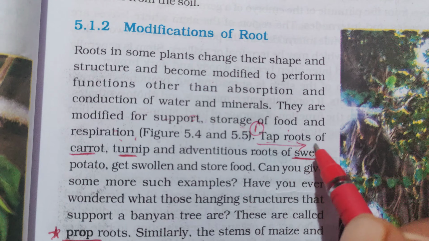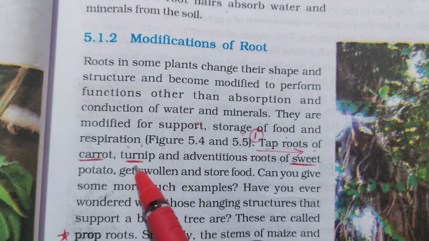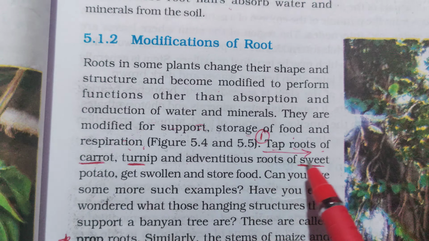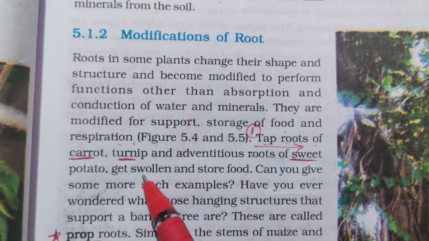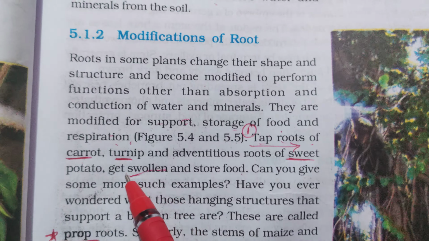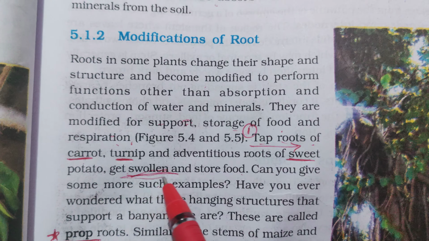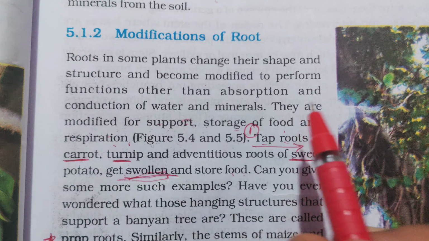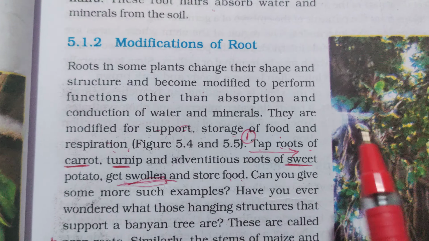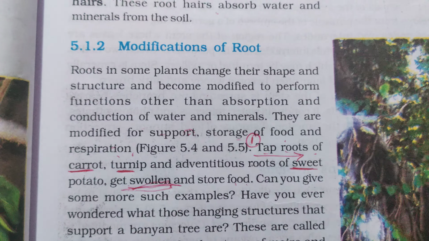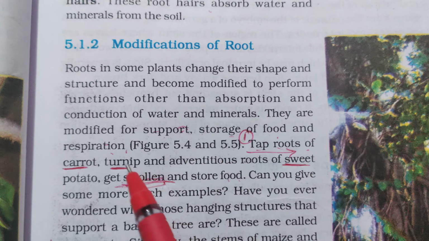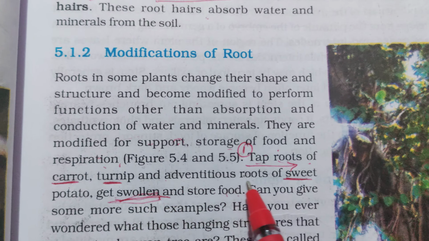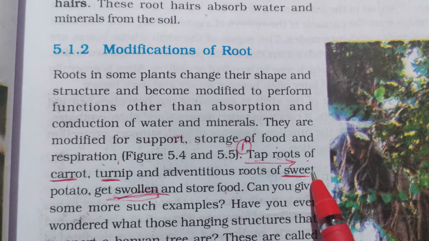Here the tap roots of carrot, turnip and adventitious roots of sweet potato get swollen. Here the word swollen means bulged part, and they store the food. So here there are three examples for the modification of root for the storage of food material. One is carrot, another one is turnip, and another one is sweet potato.